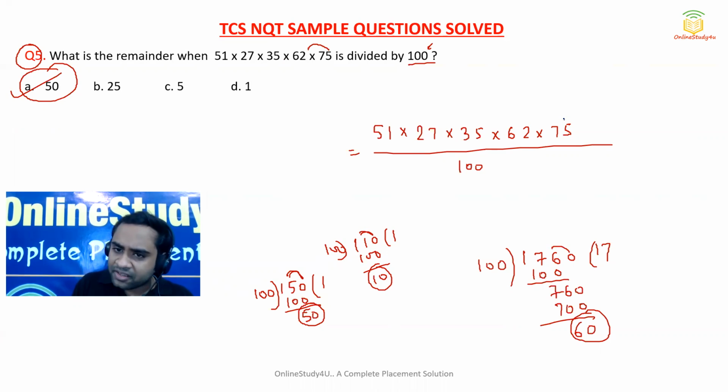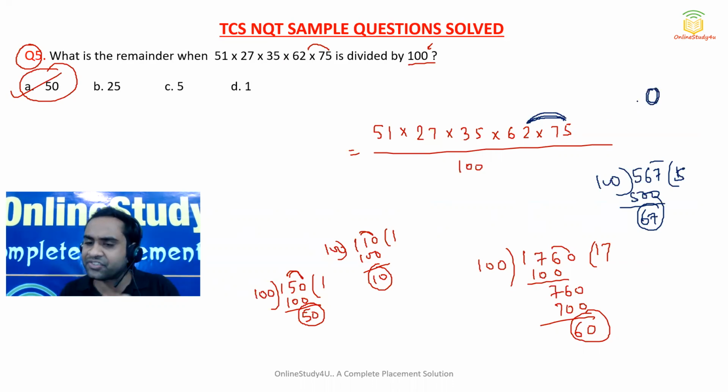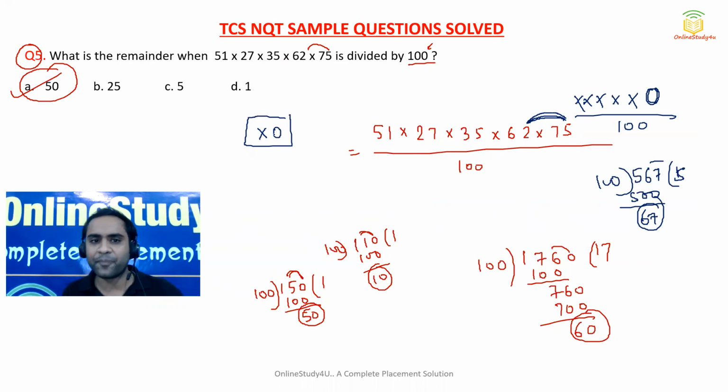Now friends, what is the last digit here? 5 into 2 is 10. See, if we have to divide 567 by 100, 100 fives are 500. So what will be the remainder? The remainder will be the last two digits. So if we multiply 5 into 2, we get 10, so we are sure that the last digit is 0, and the other digits we are not sure about. Now if we divide by 100, we are sure that our remainder will have 0 as the last digit. We have only one option where we have 0 as the last digit in the remainder.